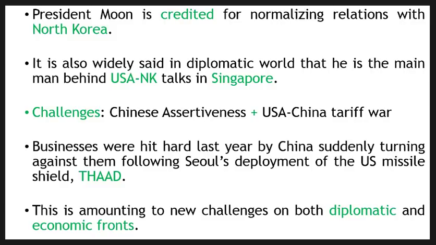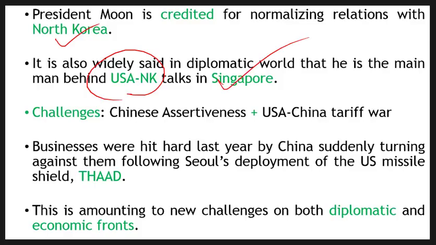The other thing about President Moon is that he is credited for normalizing relations with North Korea. It is also widely said in this world of diplomats, right, it is widely talked about and appreciated that it was Mr. Moon who was the main man behind the USA and North Korea's historic meeting that took place on 12th of June in Singapore.